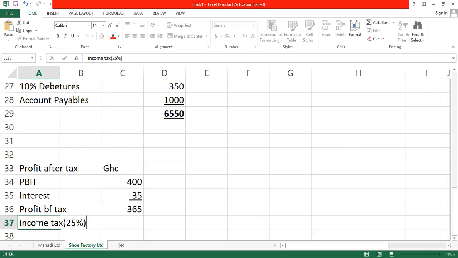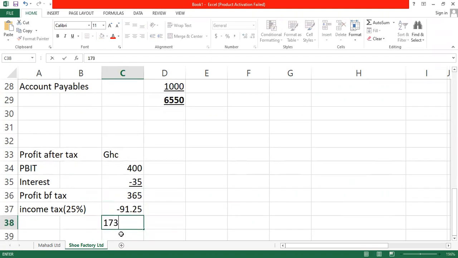And that will give us how much? 91.25. Okay, 365 times 0.25 is 91.25. So what will be the profit after tax? 273.75. So this will be our profit for the year. This will be our profit after tax. Are we okay with that side?